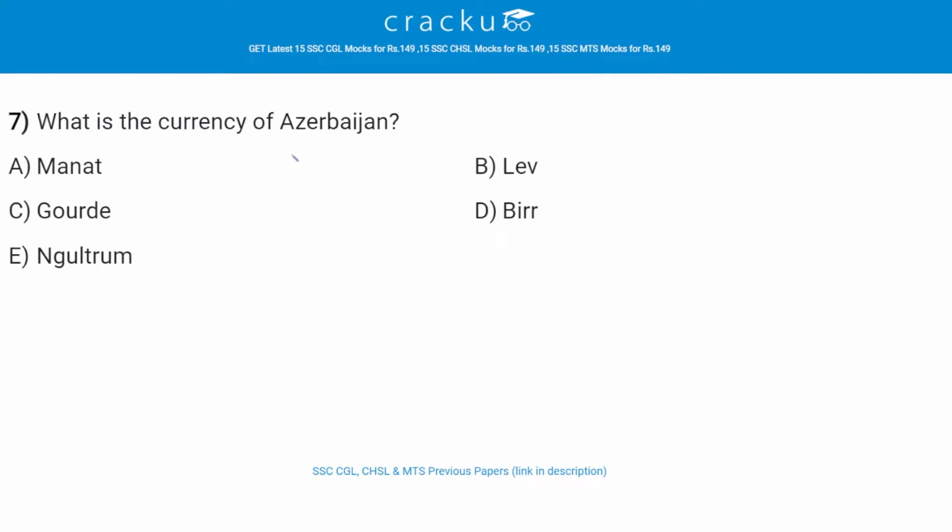What is the currency of Azerbaijan? The correct answer is A, that is manat. The manat is the currency of Azerbaijan. It is subdivided into 100 kopek. What is the currency of Bangladesh? The correct answer is A, that is taka. The taka was introduced in Bangladesh in 1972, replacing the Pakistan rupee at par.